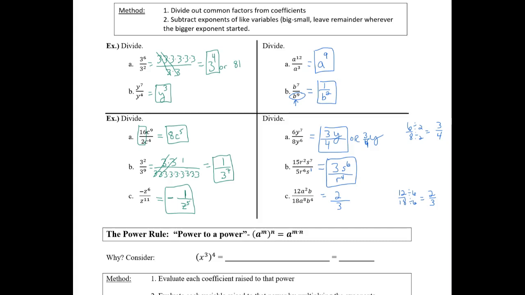Then I go on to the a's. A squared divided by a to the 8th. 8 minus 2 is 6. I had more in the denominator, so those a's stay in the denominator. A to the 6th power.